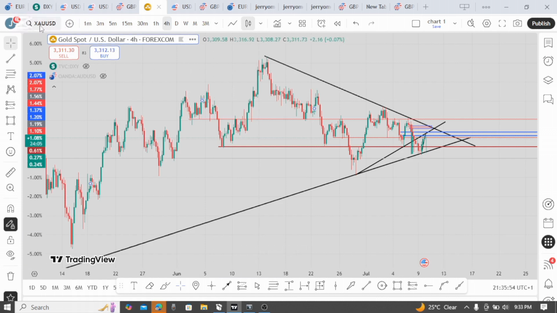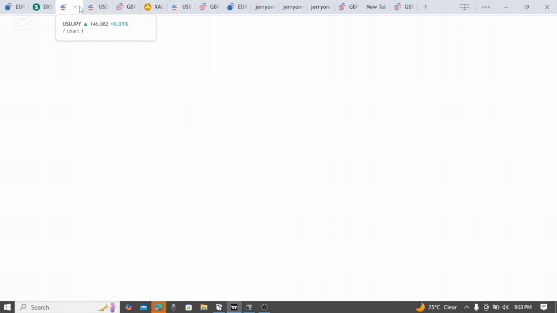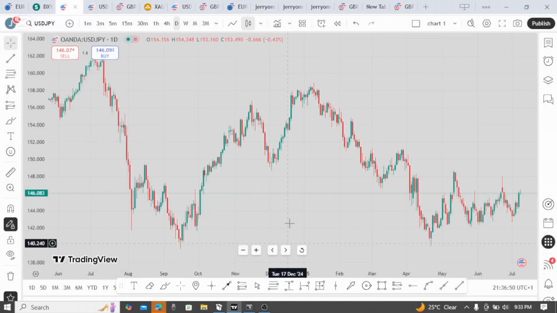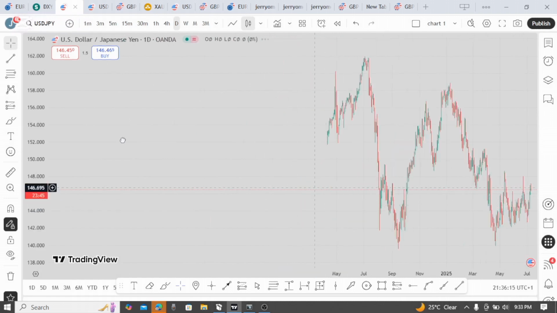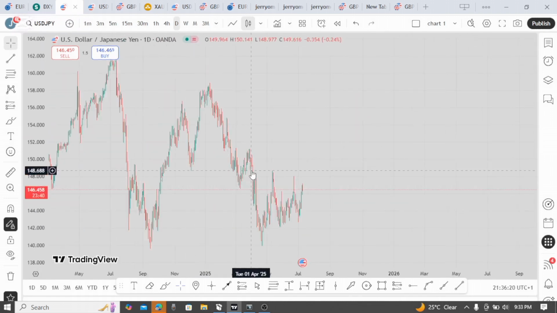Okay, let me go on a fresh chart because I've been working massively on my chart, especially when it comes to gold. So let me take you to a fresh chart. This strategy that I'm going to show is applicable to gold and all instruments, guys.